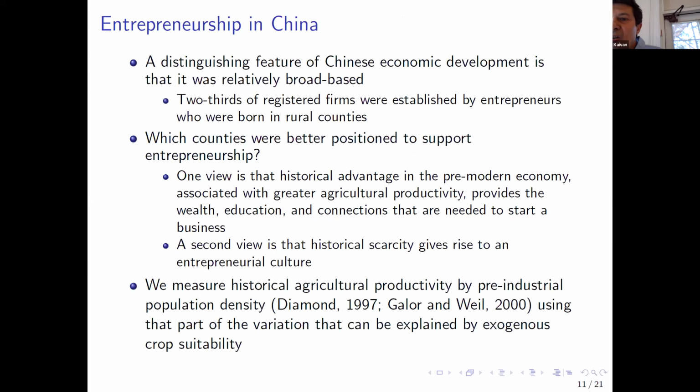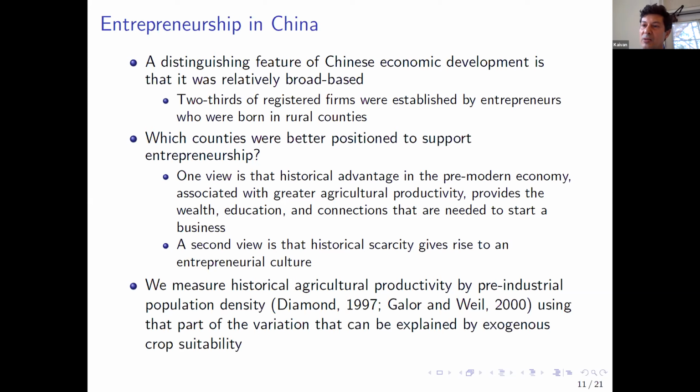But let's talk a little bit first about entrepreneurship in China. So a distinguishing feature of Chinese economic development is that it was relatively broad-based. So in this analysis, we have access to administrative data covering the universe of registered firms, starting from the 1980s all the way through over time. And what's nice about these data is that you actually know the birth county of all of these entrepreneurs. So even though most of these firms are established outside of the birth county, we know where these people are from.